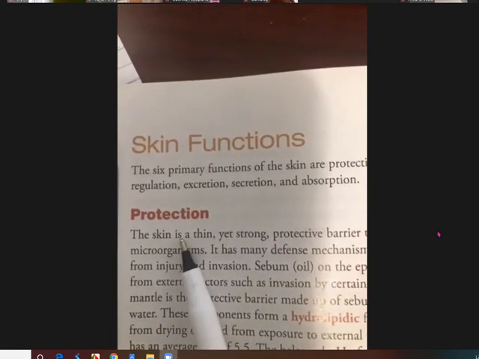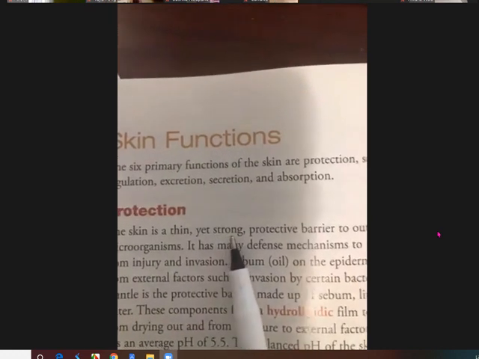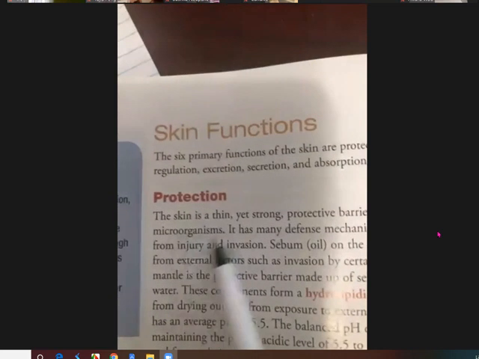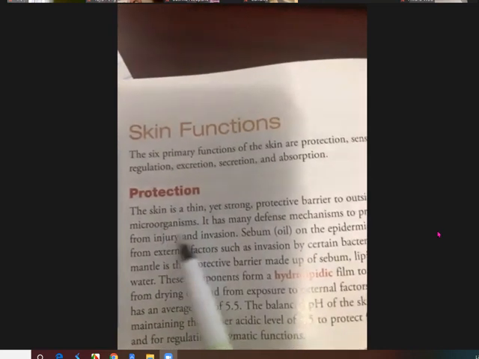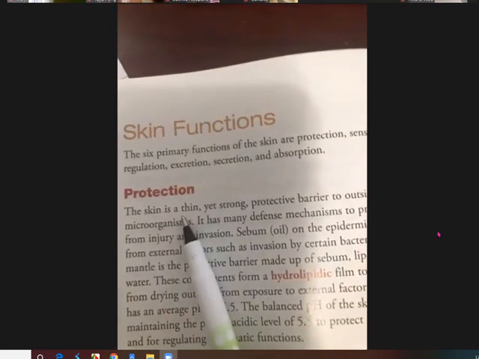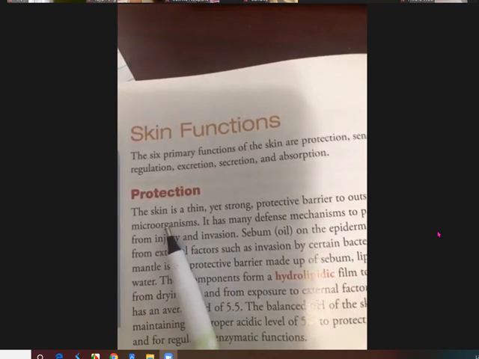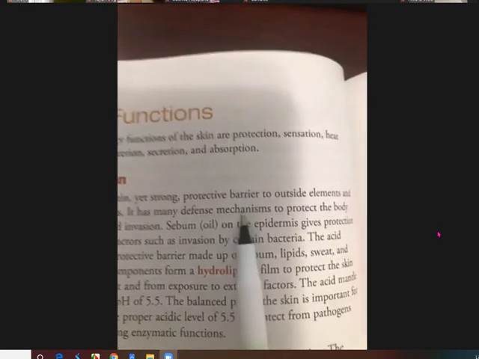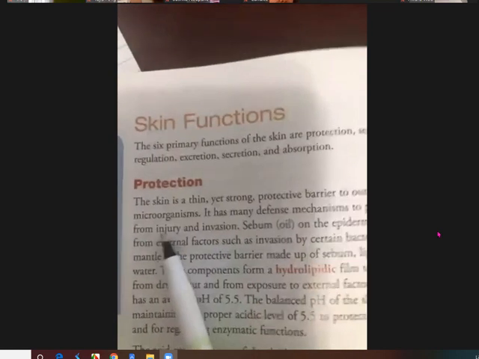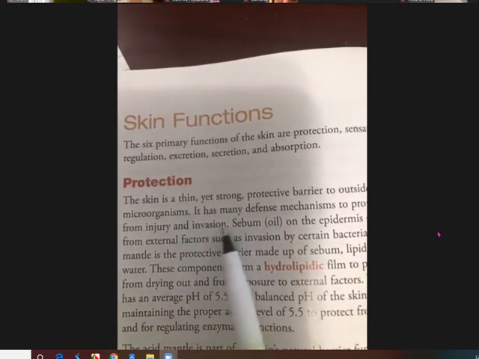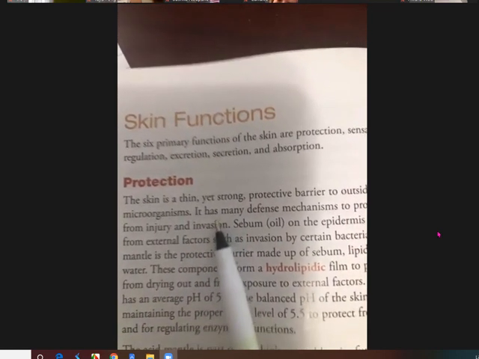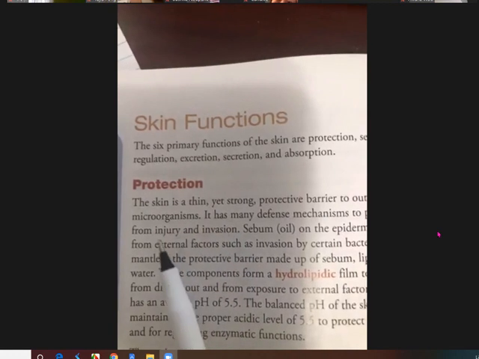Let's look at the first one, protection. The skin is thin, yet it is strong. It is a protective barrier to protect you from the outside elements and microorganisms. Microorganisms are things like bacteria, viruses, parasites, fungus. All those are considered microorganisms. Our skin has many different defense mechanisms to protect the body from injury and invasion. Invasion means bacteria attack you. Injury means you get hurt or cut.